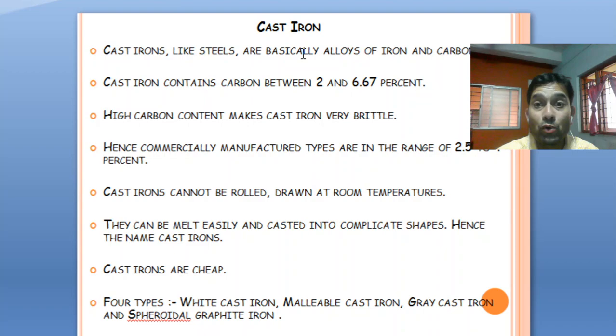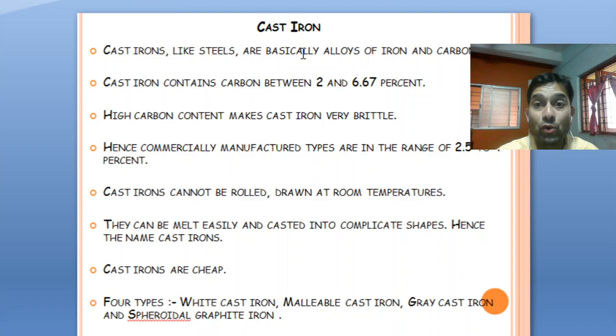That is the reason why cast iron is widely used in the foundry industries. And if you remember the iron carbon diagram, instead of cast iron I have written there castings, which means cast irons are basically used for making castings in foundries. Cast irons are cheap, and there are four types of cast iron which we will be discussing in the subsequent discussion.